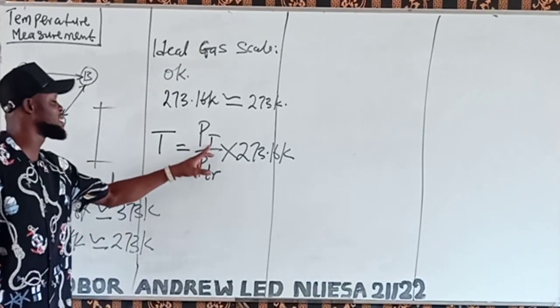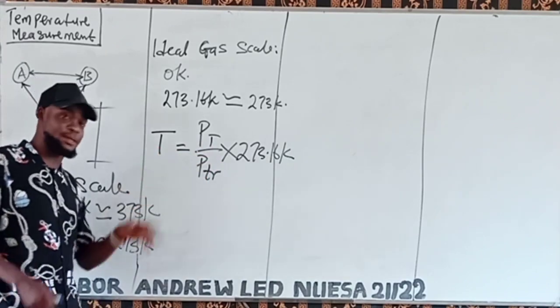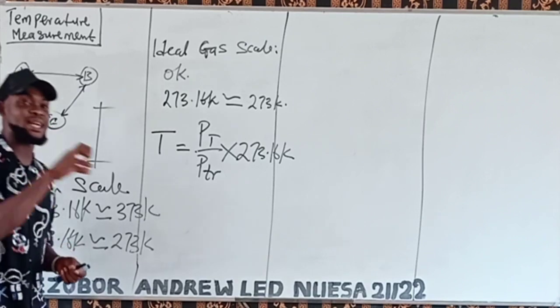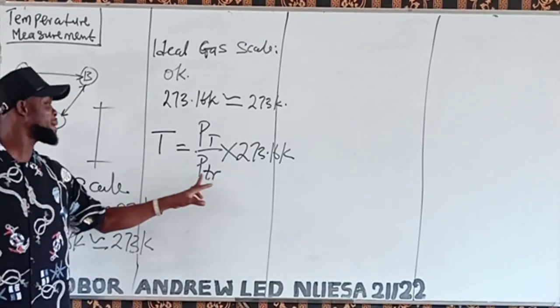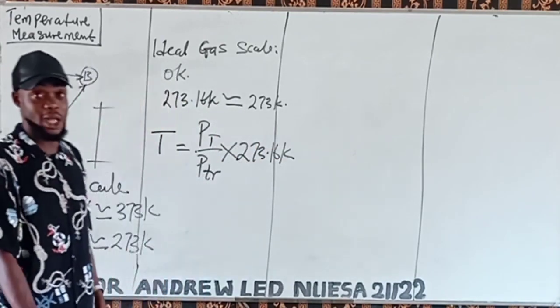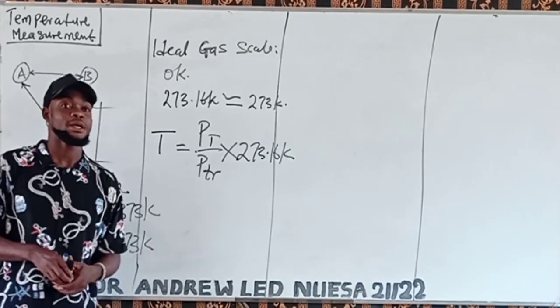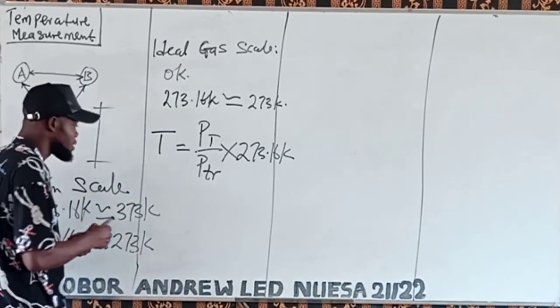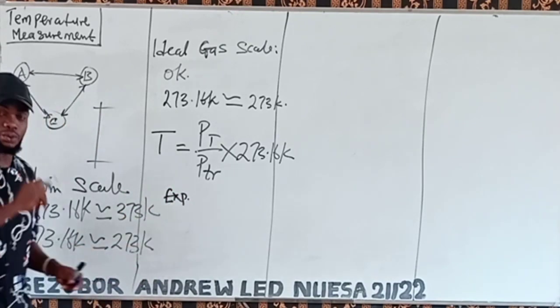Now, what is the meaning of Pt? Pt is the pressure at the unknown temperature. And what is Ptr? Ptr is the pressure at the triple point of water. Now, let's look at an example. Take a look at this one.